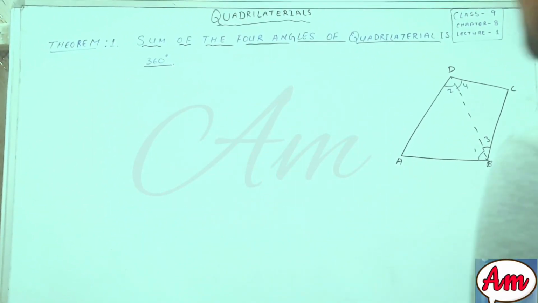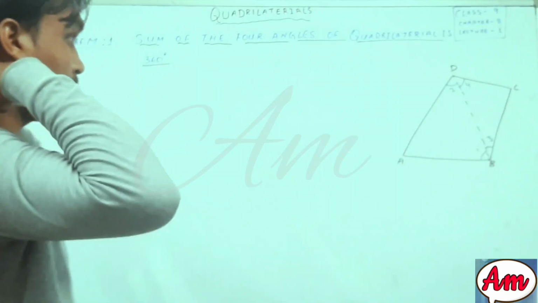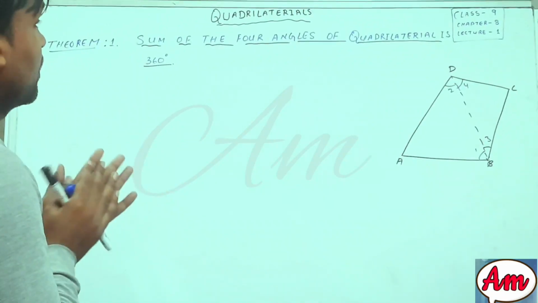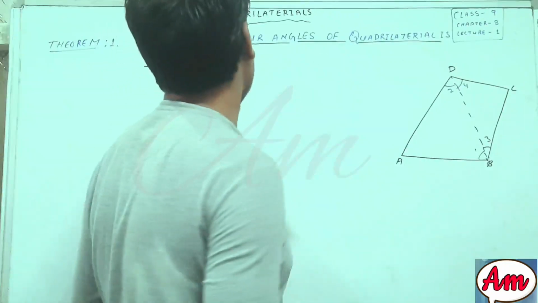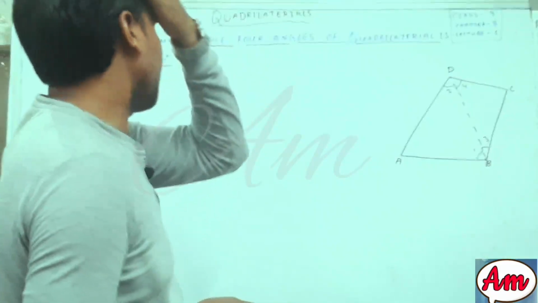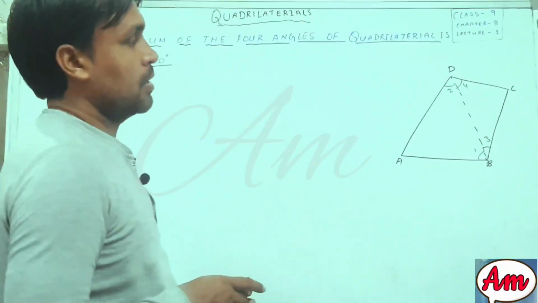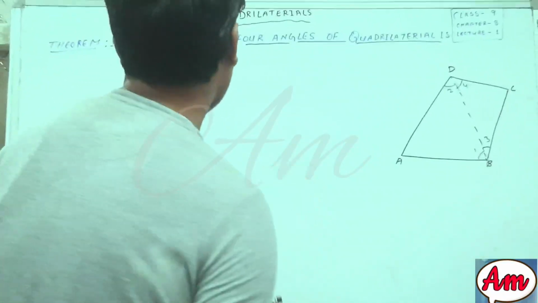So dear students, before we go into the exercise, let us first derive one theorem. The sum of the four angles of a quadrilateral is 360 degrees. Let us derive this first, because if you don't know this, you will find it very difficult to solve the exercise in the chapters. So let us first discuss that.